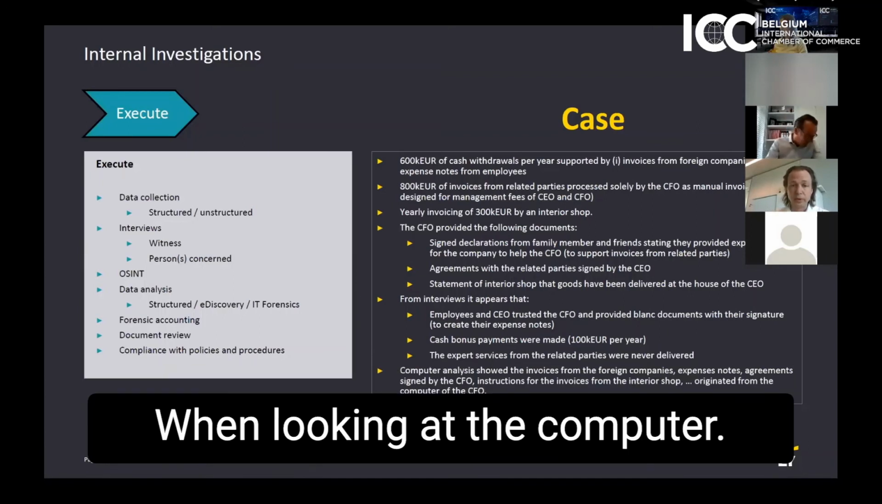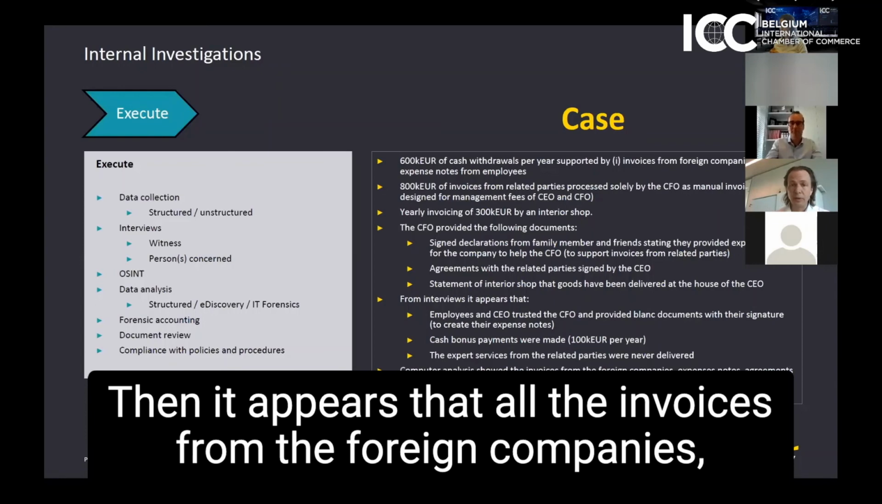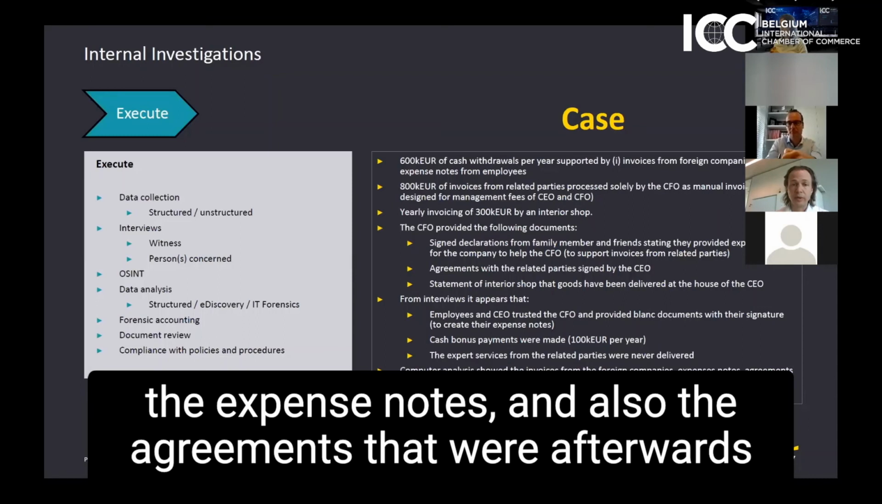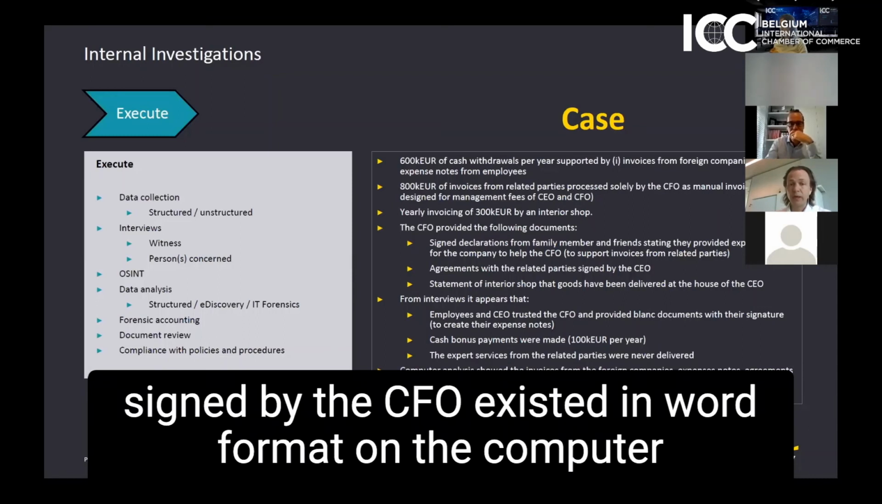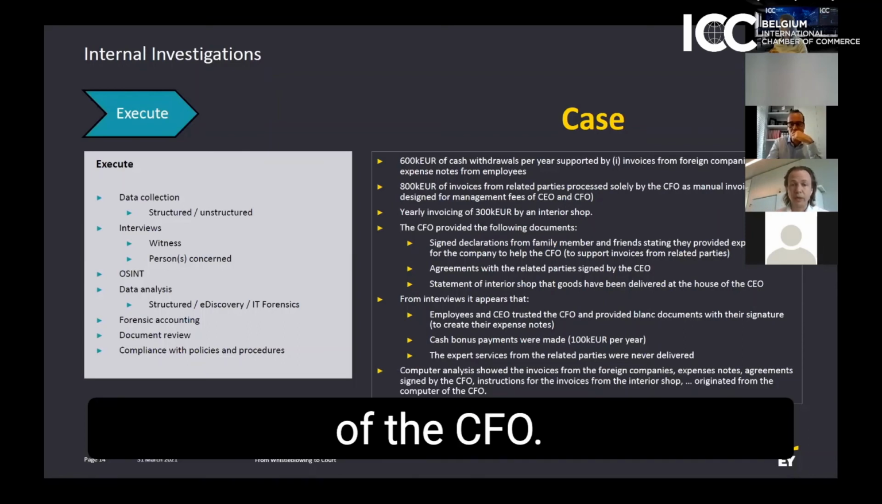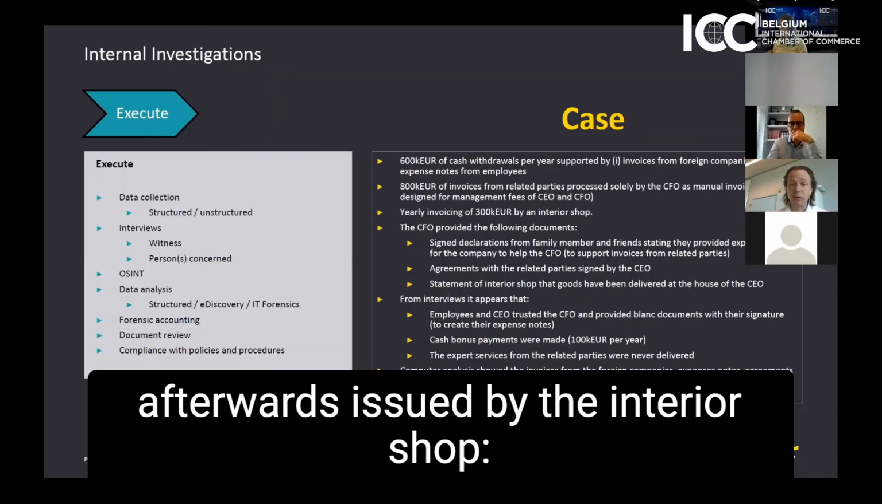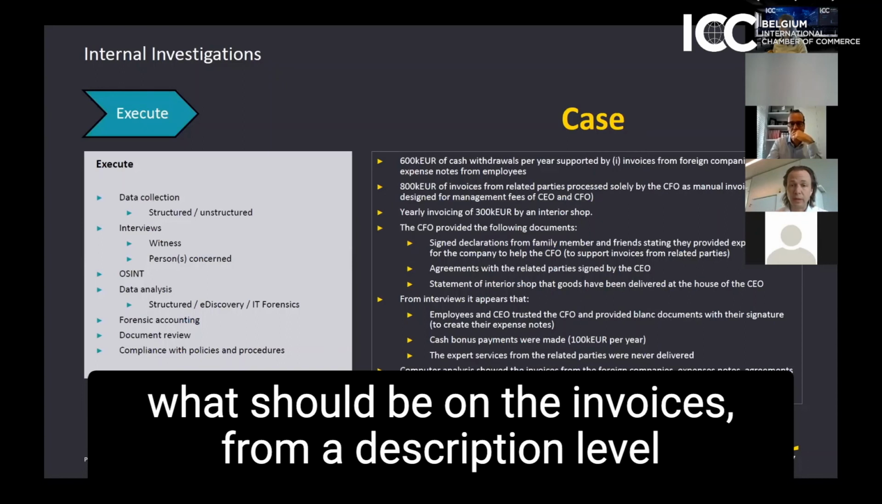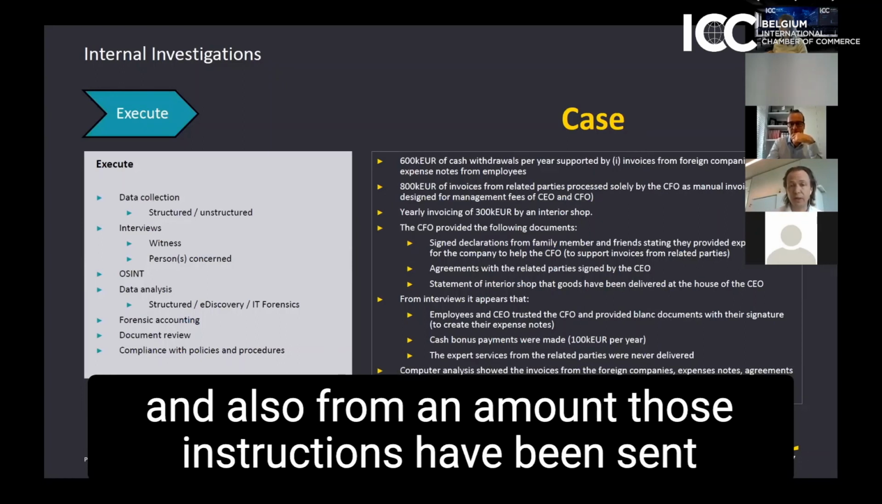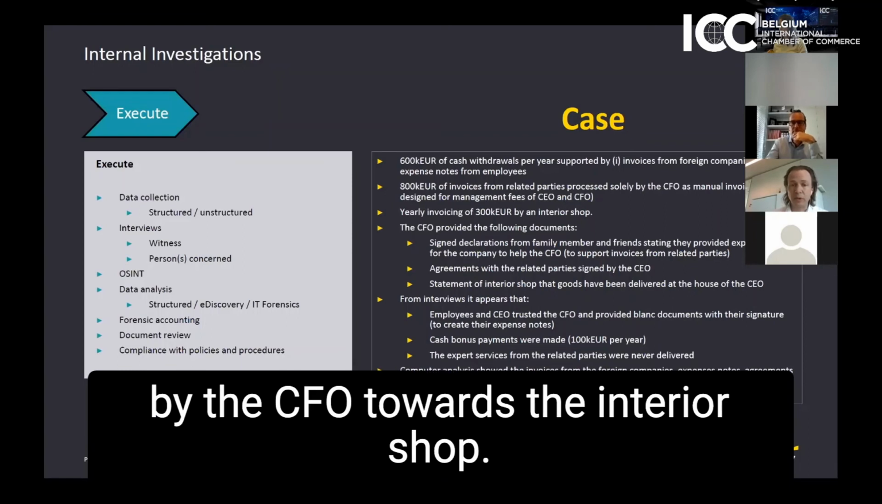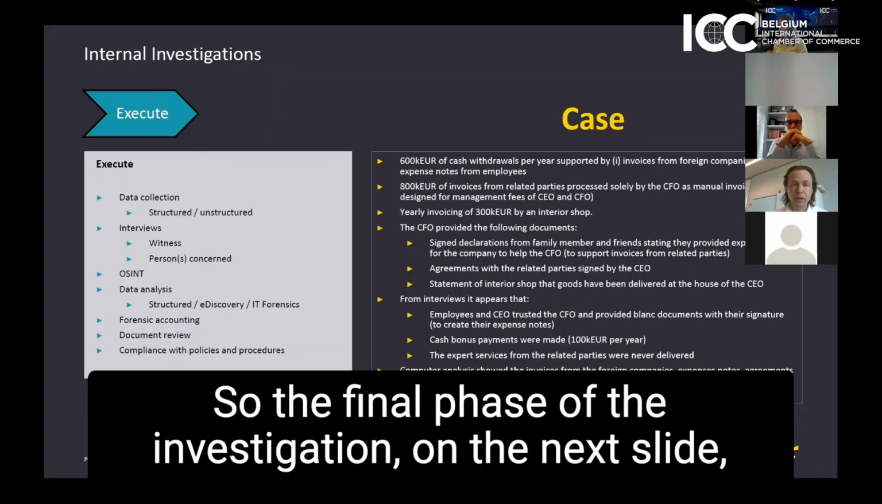When looking at the computers, it appeared that all the invoices from the foreign companies, the expense notes, and also the agreements that were afterwards signed by the CFO existed in a Word format on the computer of the CFO. And we also saw that instructions for the invoices that were afterwards issued by the interior shop, so what should be on the invoices from a description level and also from an amount, those instructions had been sent by the CFO towards the interior shop.